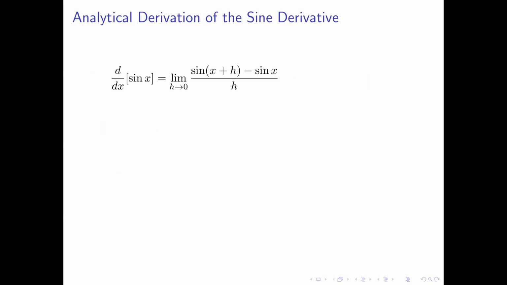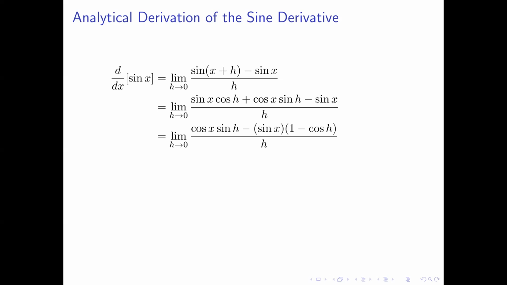Here is the limit definition that gives us the derivative of the sine of x. The limit as h approaches 0 of the sine of x plus h minus the sine of x over h. We're now going to write the sine of x plus h slightly differently. This is an application of the sum formula for sine that we just looked at. We're still subtracting the sine of x at the end of the numerator.